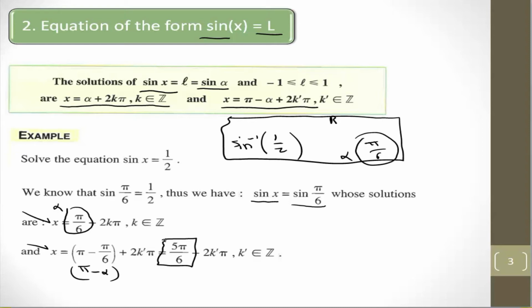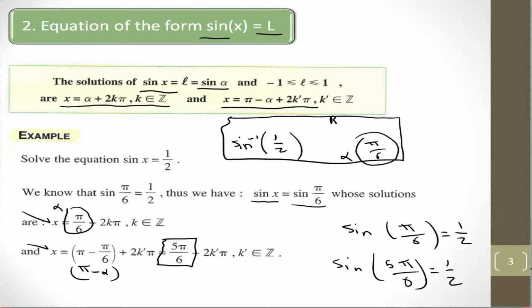To make sure that your answer is correct, just calculate sine pi over 6 and sine 5 pi over 6 on the calculator. It should give you the same answer, which is half, and also this one should give half, the same answer.